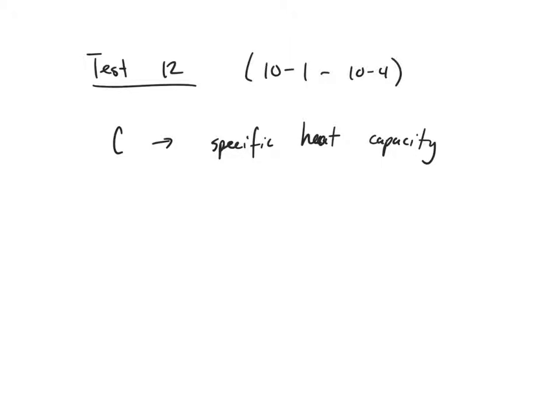You'll be given a table or you'll be given values, right? One of those two things. A table or values in the problem itself. What else should we know? M is mass, as always.